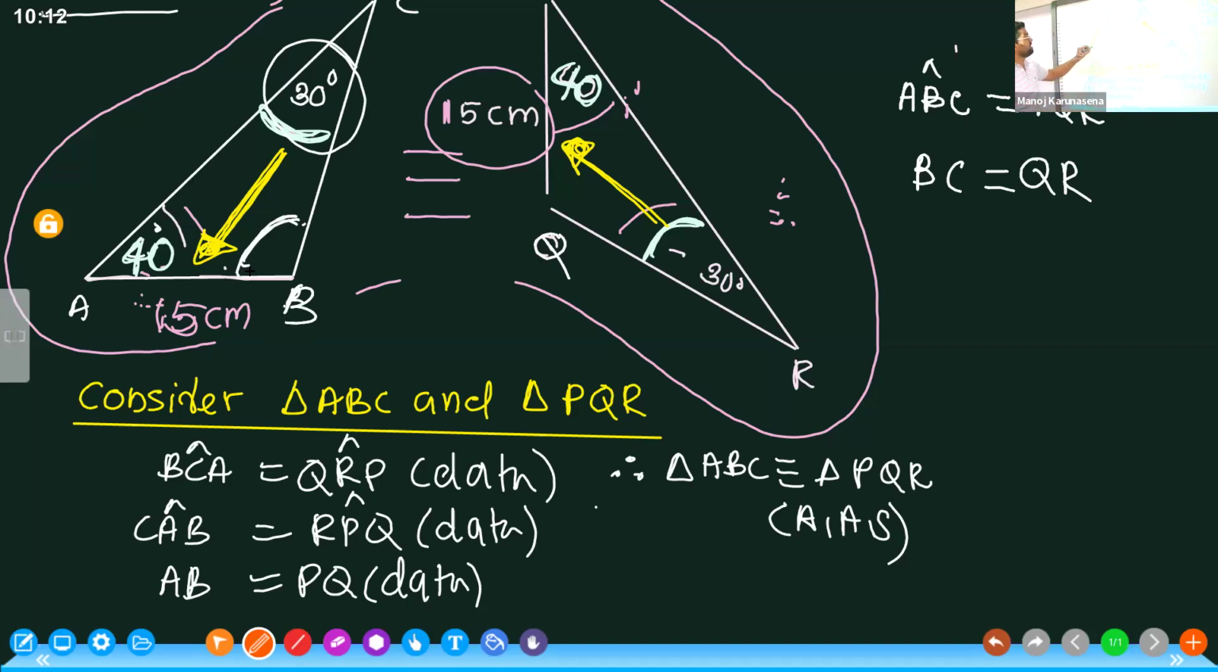The side which is opposite to this unknown angle. Right? So what are the two other sides which will be equal to one another? AC should be equal to PR. Okay.